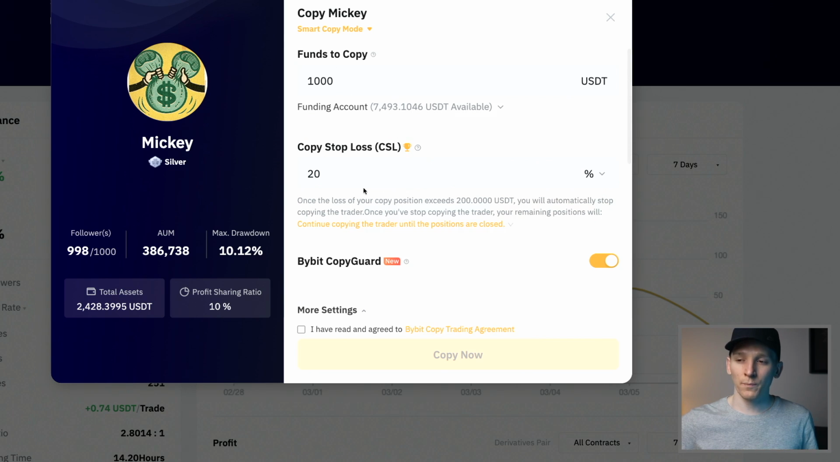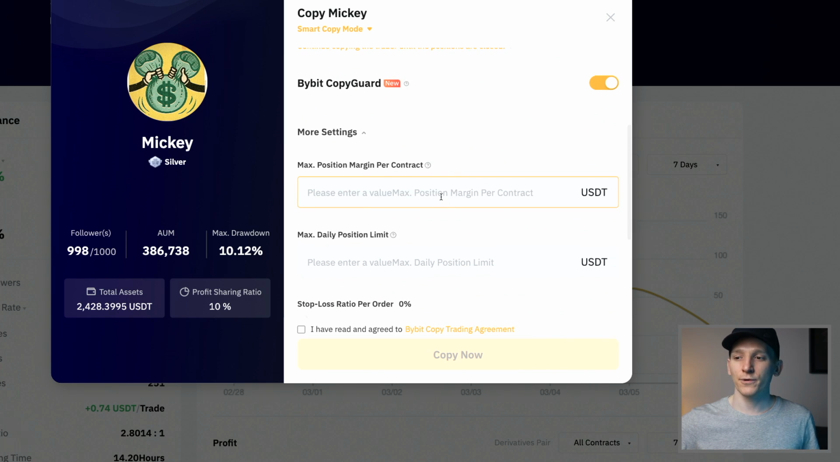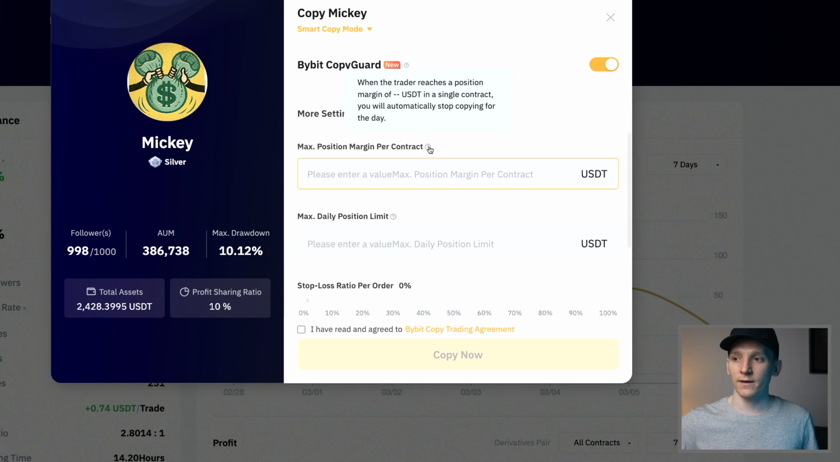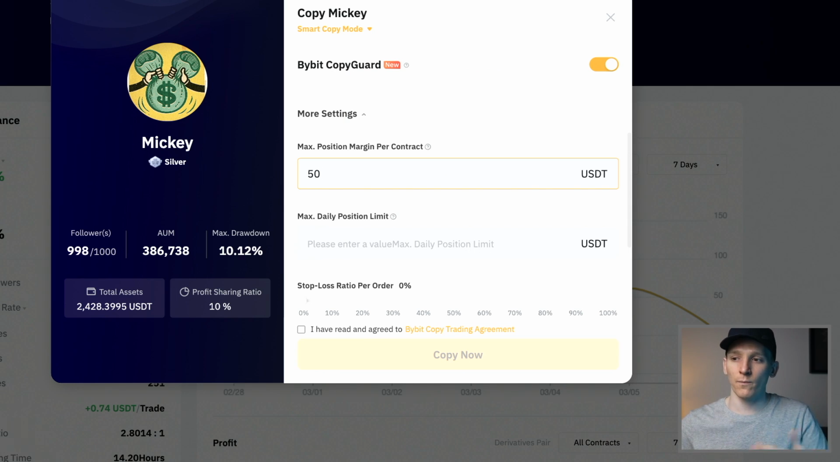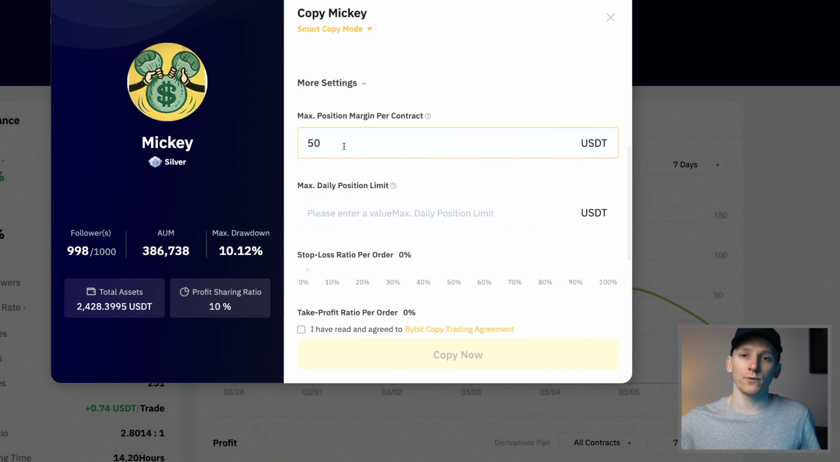Your copy stop loss for the wider account will obviously stop any losses that are too bad, but you can put this down on a trade by trade basis. So, how much margin do you want to take? As you can see here, it will use a certain amount. So let's put $50 of margin or something like that. And then you won't be using any more than that per trade. So that reduces your own risk if you want to do that.